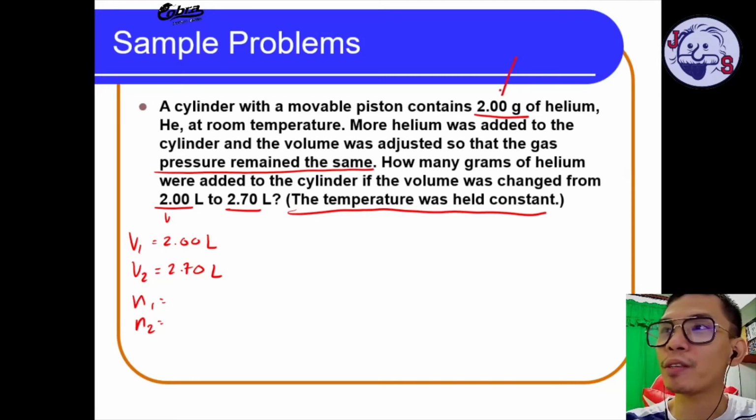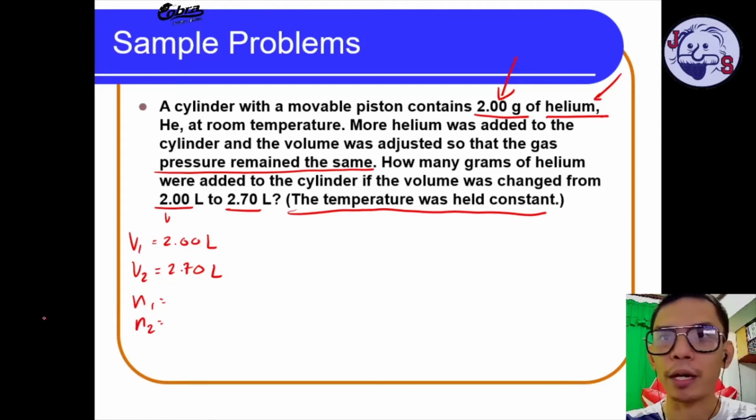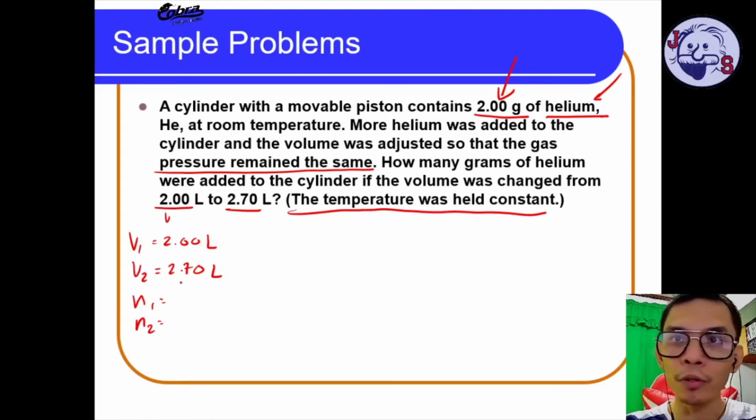We need to convert this into moles since we have a given element over here, or a given compound. In this case, we have helium, that is an element. Upon looking at the periodic table, helium has 4 grams of atomic mass. So we will convert 2 grams into moles.